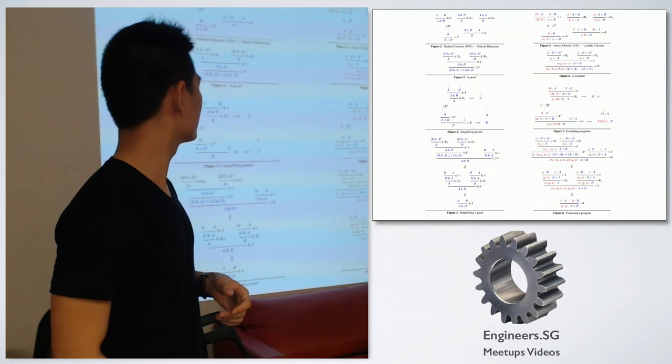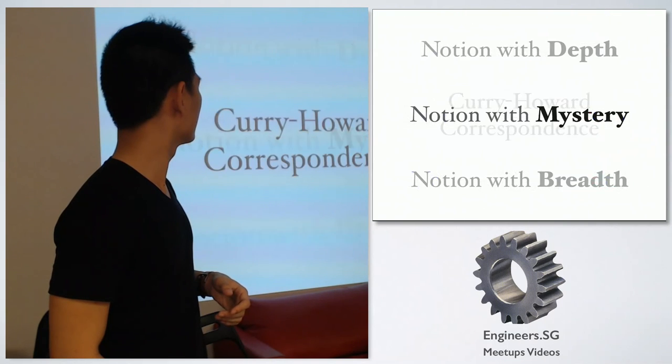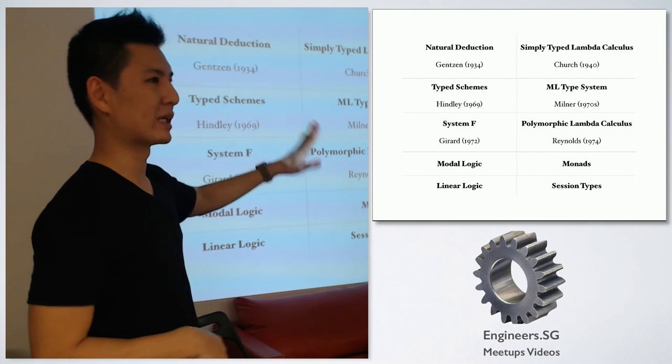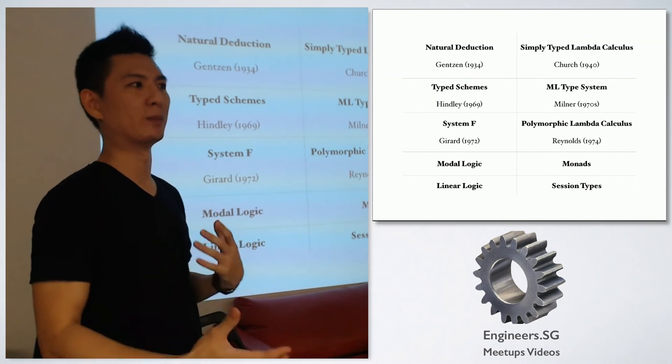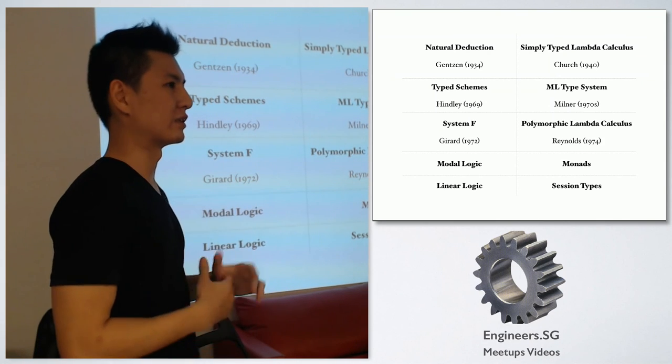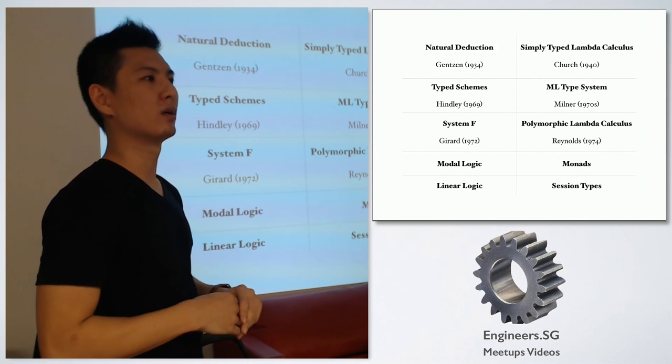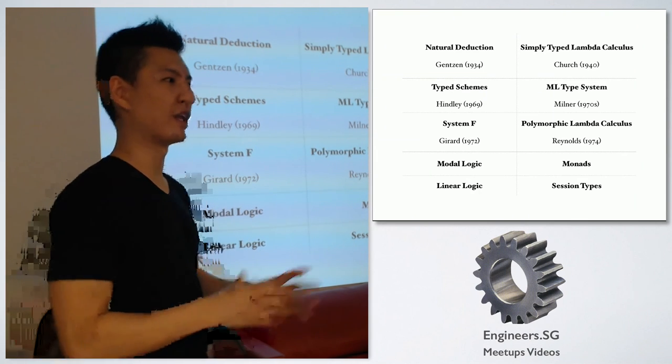So this is, where is it? Yeah, this thing. So everything on the right has some kind of type system involved in it, and everything on the left is logic, some kind of formal logic system.